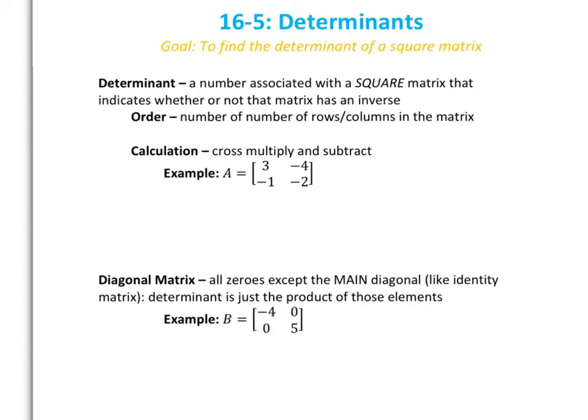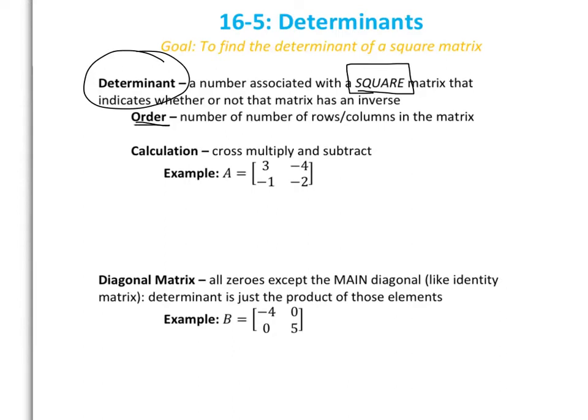Determinants are really important for indicating whether or not a matrix has an inverse, which could be the next lesson. Determinants only work for a square matrix, so this has to be 2 by 2, 3 by 3, 4 by 4, 5 by 5, etc. We're pretty much just going to work on 2 by 2 and 3 by 3 today. So that's good for you.